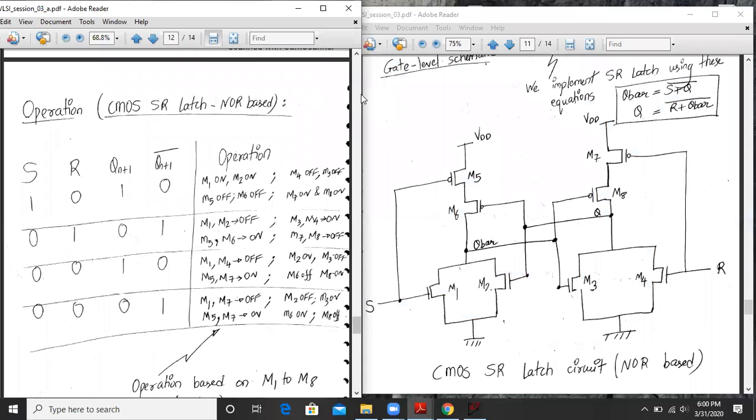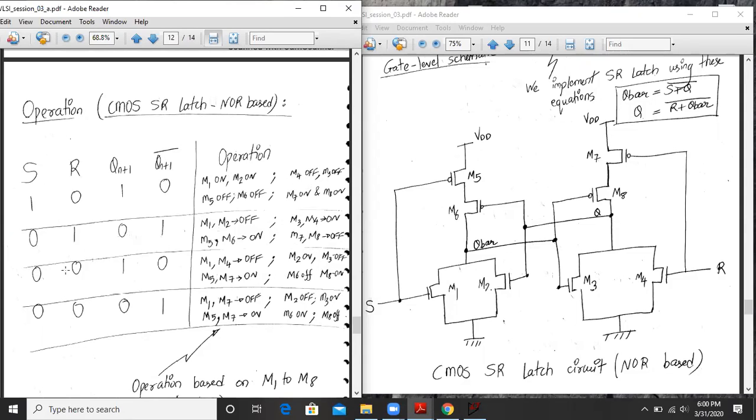Yeah, I think it is clear now. So let us check. Remember, the 1-1 combination is not checked because the output is not allowed. So I've only checked the 3 combinations over here. When S is 1, R is 0, Q is 1, Q bar is 0. When S is 0, R is 1, Q is 0, Q bar is 1. We have to verify and validate these results by the operation of all 8 transistors.